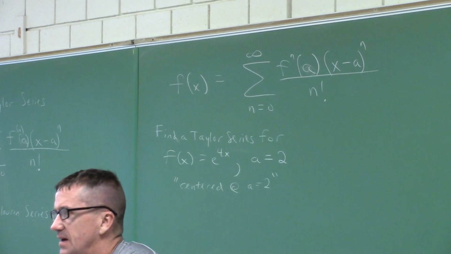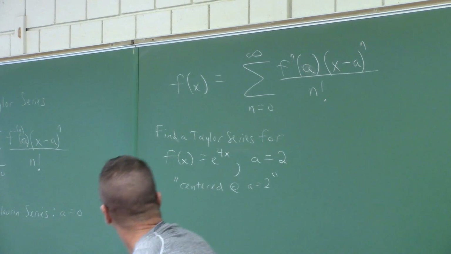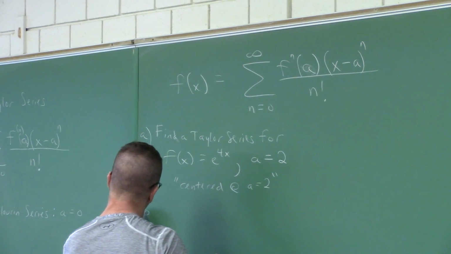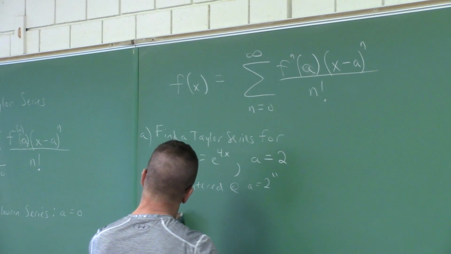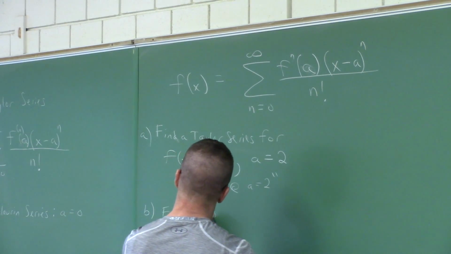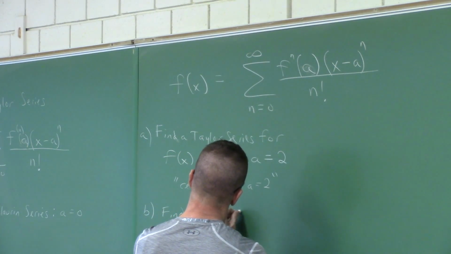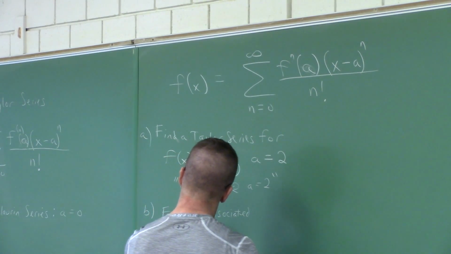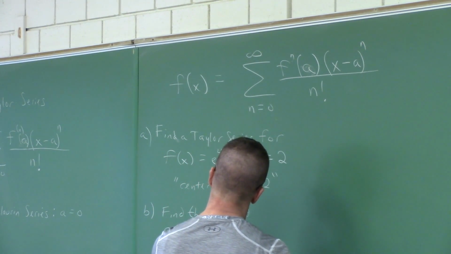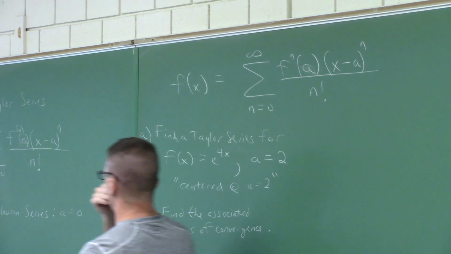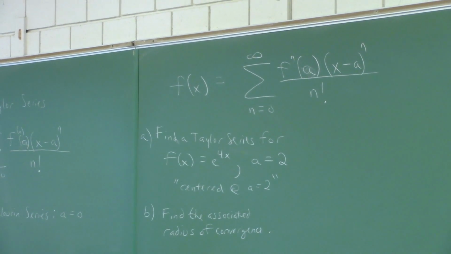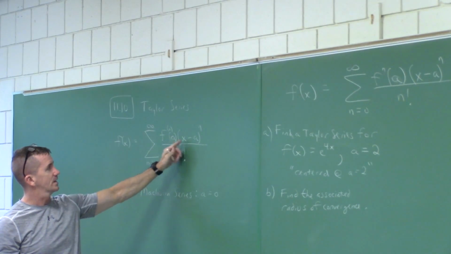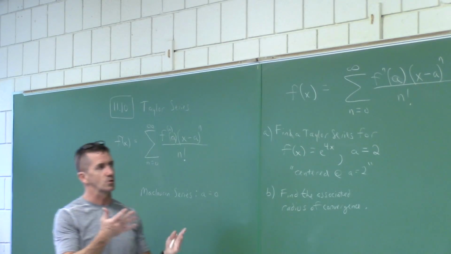At the end, we're also going to find the associated radius of convergence. So we'll start with this. For part b, let's find the associated radius of convergence. So three things will be going on: the nth derivative evaluated at the a value, x minus a to the n, and n factorial when we set this up.